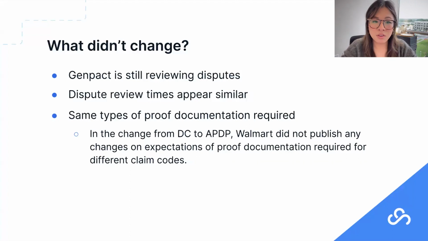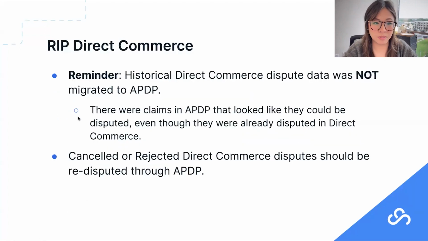The last thing I wanted to call out is that generally speaking, you need the same types of proof documentation for APDP as you did for direct commerce. For example, if you have a shortage related code, you still need to send in a BOL if you're a collect supplier or a POD if you're a prepaid supplier, and so on and so forth. So hopefully those are helpful guiding points as you navigate utilizing APDP.